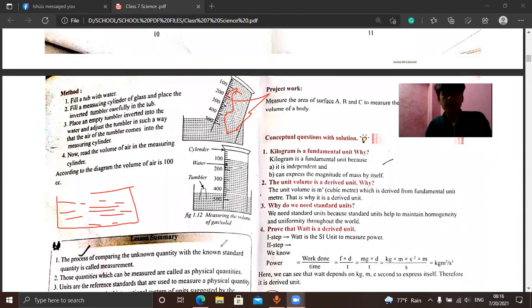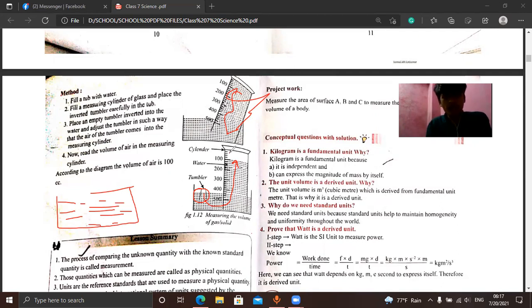Okay, now after that what will you do? You will place an empty tumbler. In this apparatus we have air inside, we have gas inside it. Then you will invert that, and while inverting, the air of the tumbler comes out into the measuring cylinder. Look at it, the air from this tumbler will gradually move toward the cylinder and occupy some space.